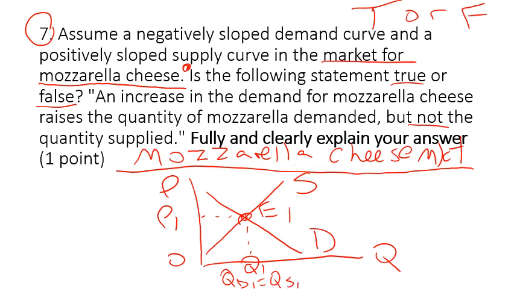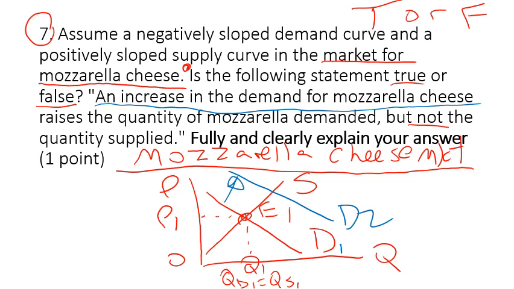Okay, all right, I want to switch colors to blue. And now what we're testing is this statement, an increase in the demand for mozzarella cheese. So let's increase the demand for mozzarella cheese from D1 to D2. That's a rightward shift of the demand curve.